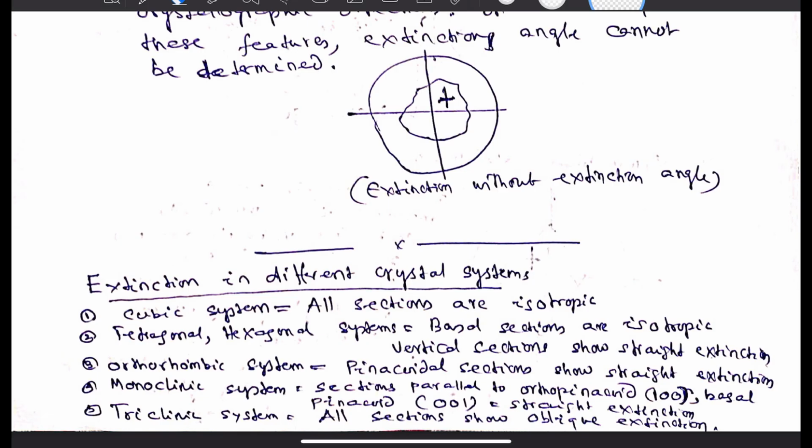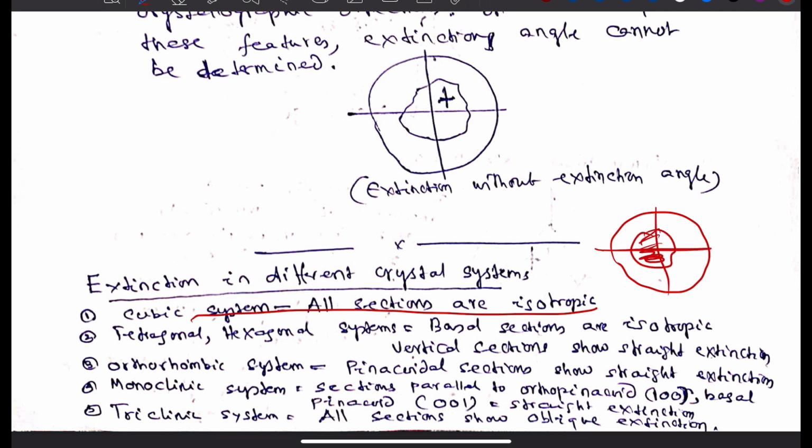Let us know which mineral sections or which crystal systems show extinction perfectly, which sections generally show straight extinction, and which show oblique extinction. There is some rule that we should know. All minerals of the cubic system are isotropic. That means throughout the rotation of the stage they remain totally dark, because it is a mineral which crystallizes in the cubic system.